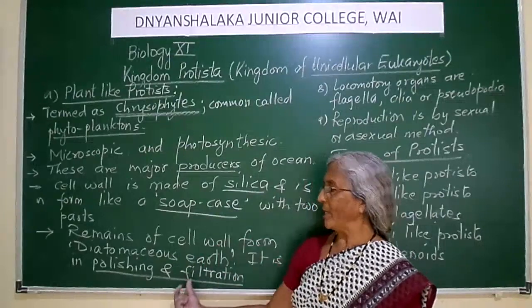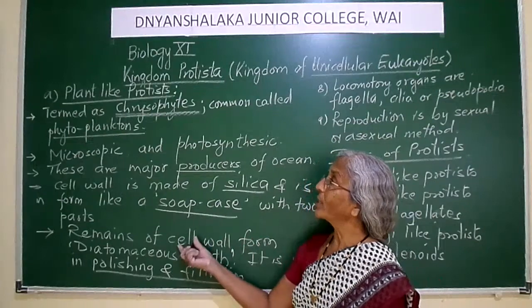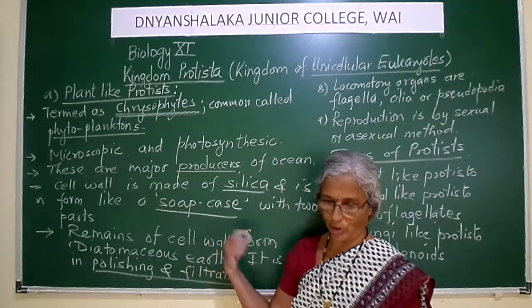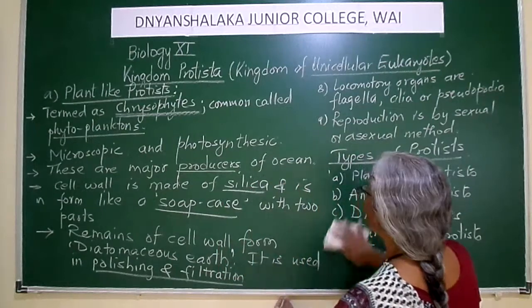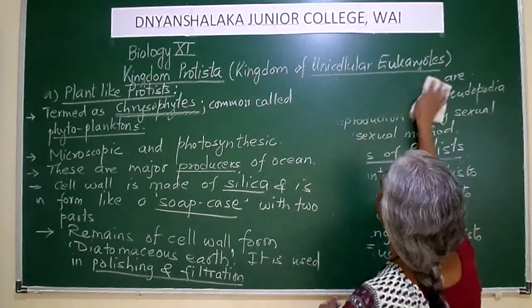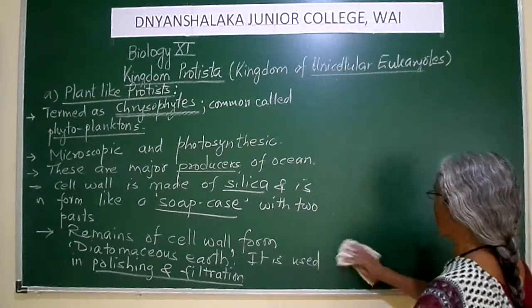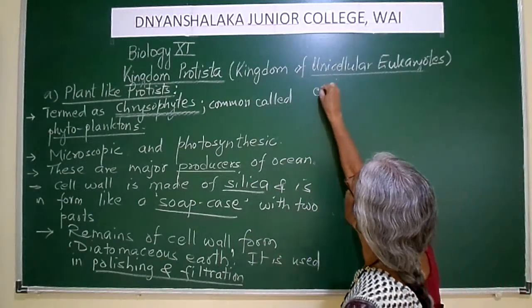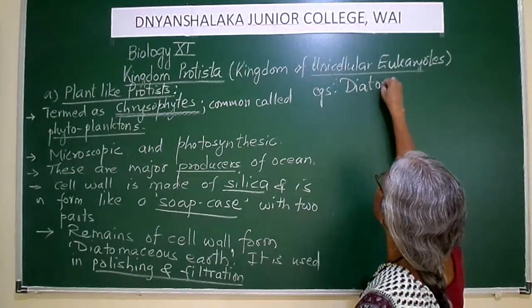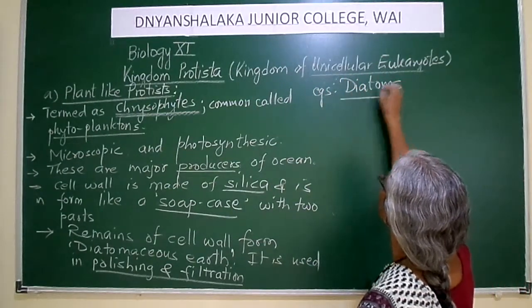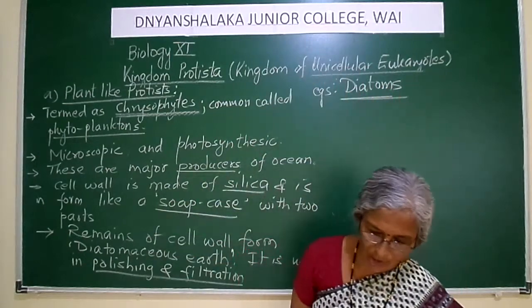So now we'll study the examples. What organisms are included in this plant-like protist? The plant-like protists include what are called the diatoms. What are these called? Diatoms. As I have already mentioned, diatoms are the organisms in plant-like protists.